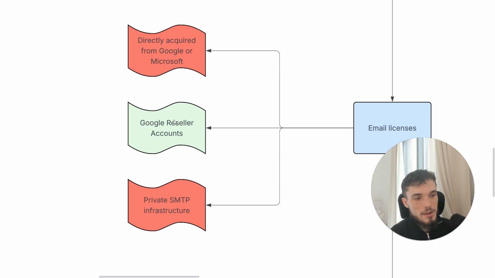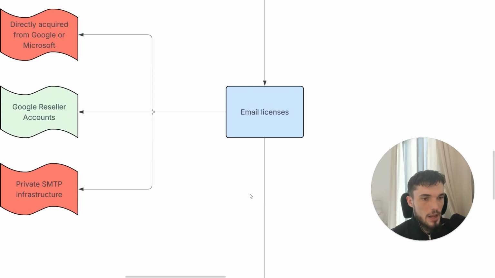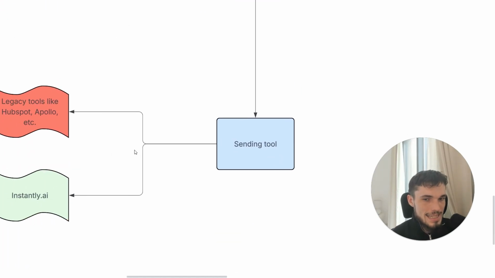We have a specific partner we use for this at ScaleSprint to set up these email licenses. So all our clients, they get their setup from the specific reseller that we are partnered with. The third thing is the sending tool.